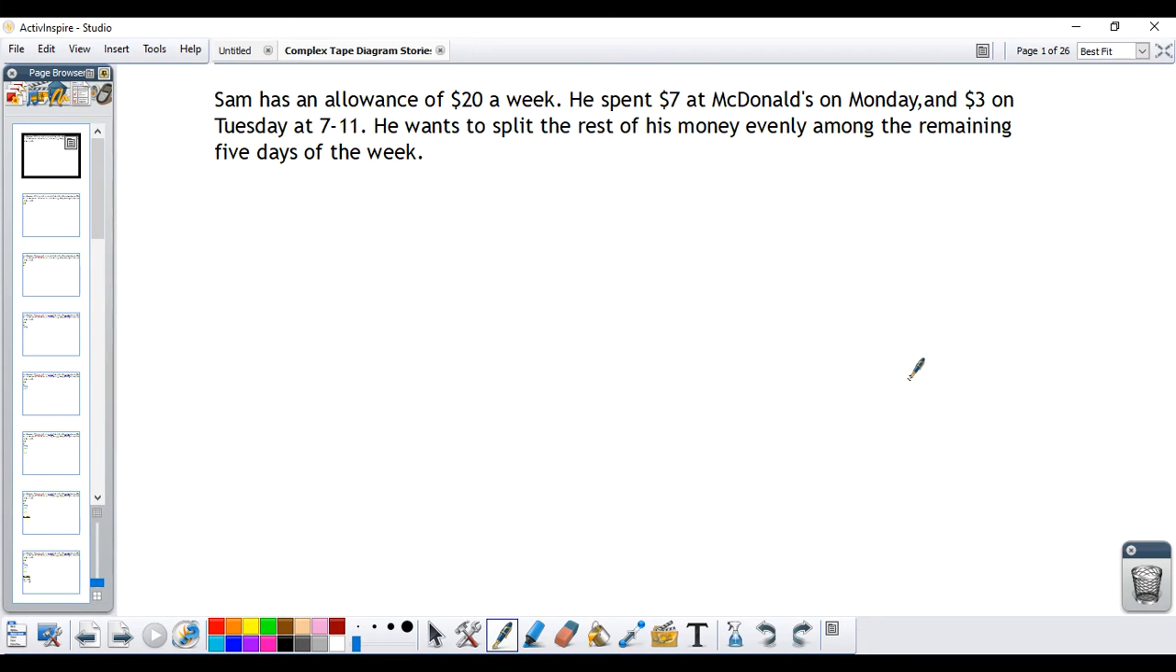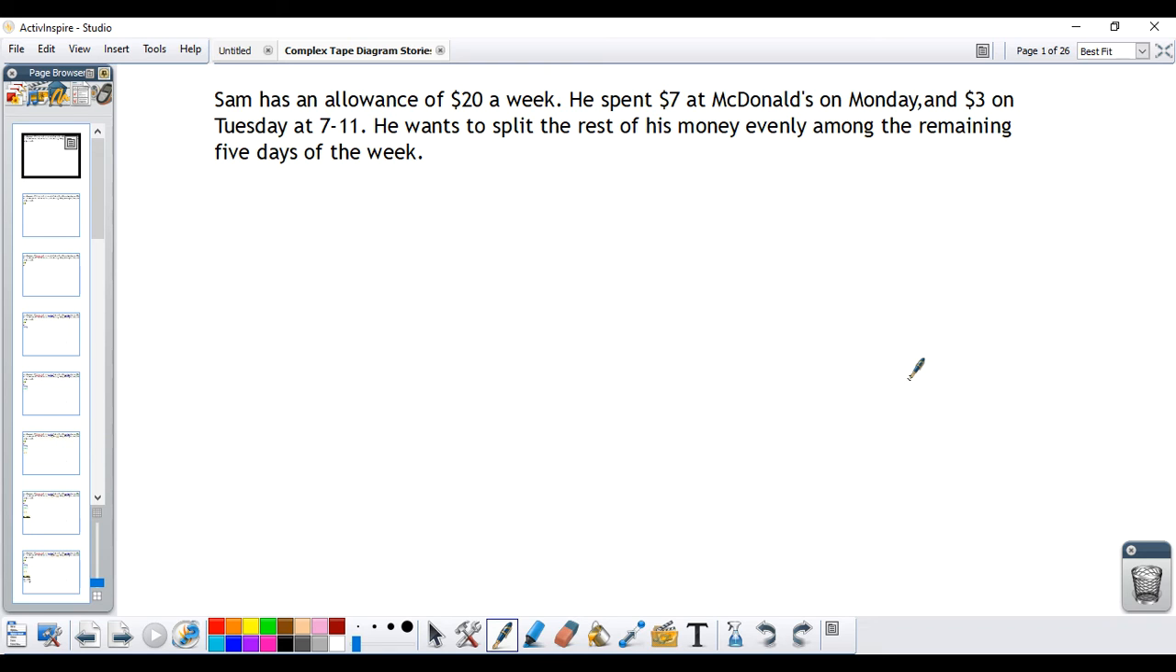So we need to go over how to draw some more complex tape diagrams from a situation. So let's start here. Sam has an allowance of $20 a week. He spent $7 at McDonald's on Monday and $3 on Tuesday at 7-Eleven. He wants to split the rest of his money evenly among the remaining 5 days of the week.